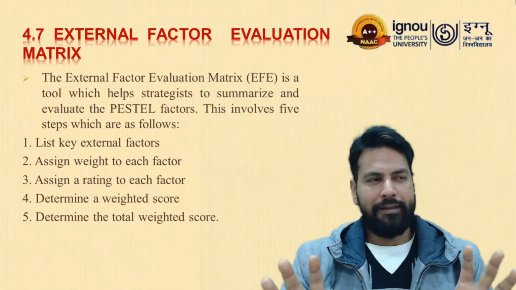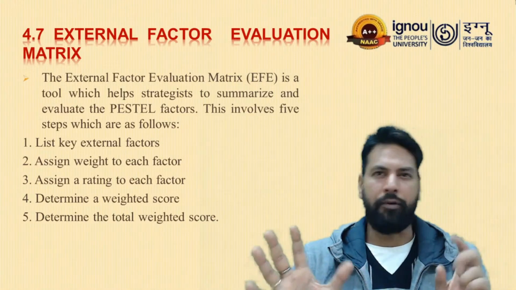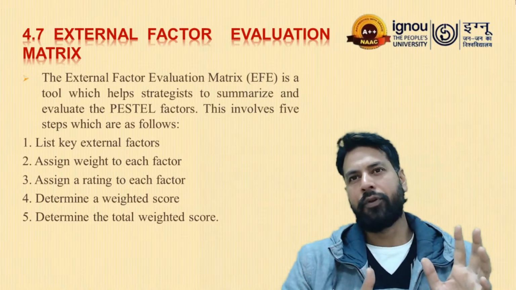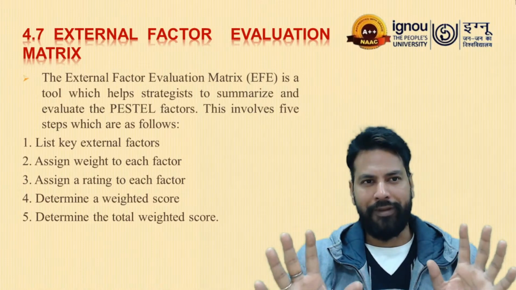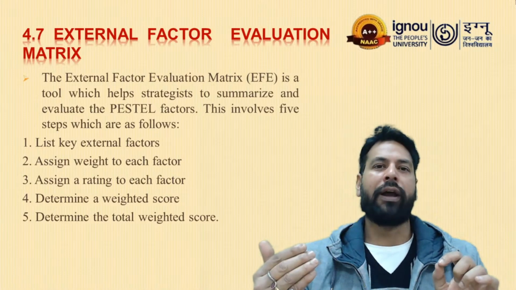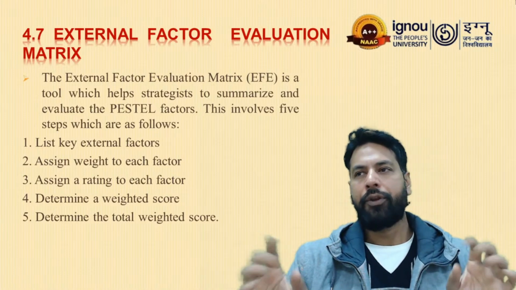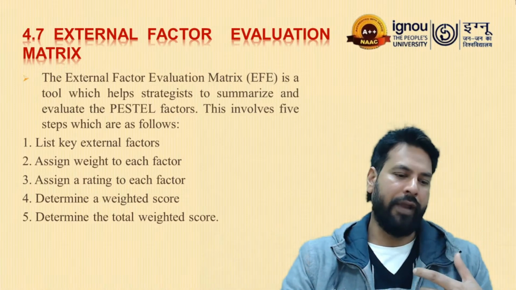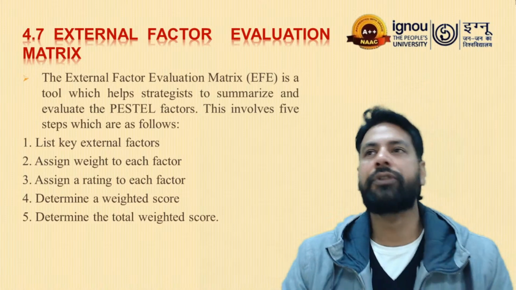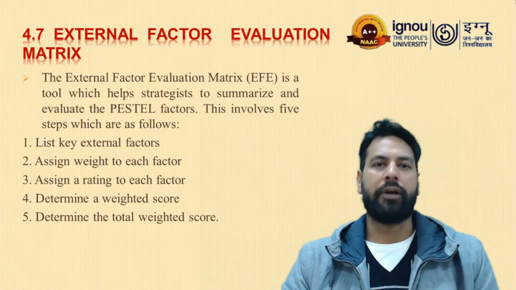More or less the average should be something around 2.5. Below 2.5, then you have got some issues, some weaknesses. More than 2.5, it means that you are pretty okay. You are doing pretty good with those external factors which might be affecting your company.